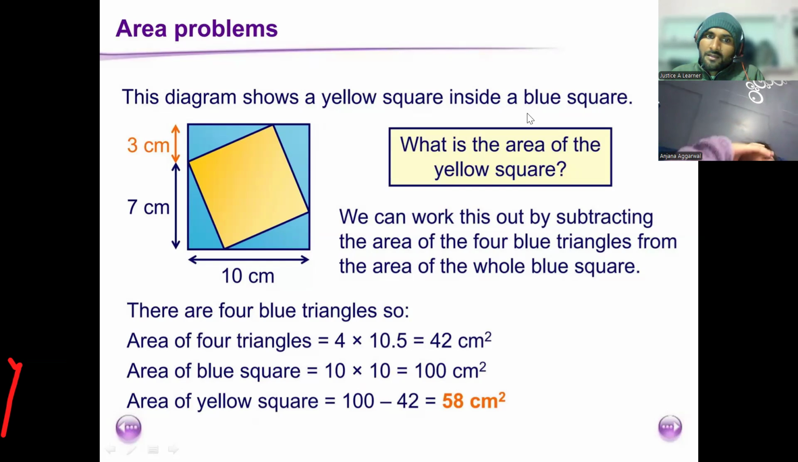So the area of the blue square is now... Now listen to me very carefully. We are talking about the whole. All the sides are 10 centimeters. Is that true or not? So the complete area of the blue square would be equal to what? Because this is a square, side into side, right?